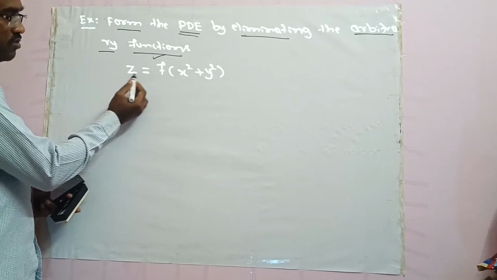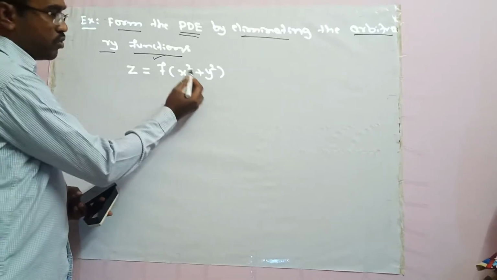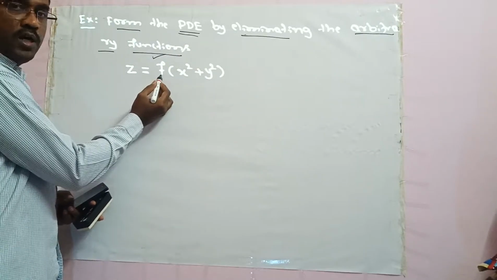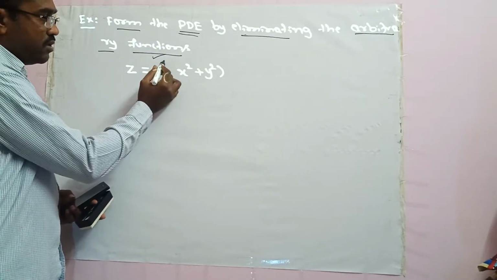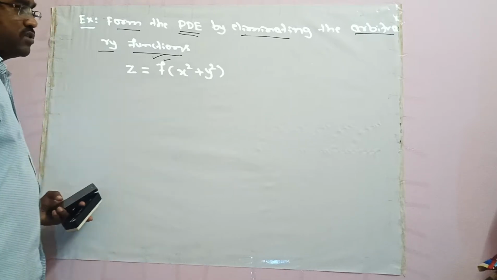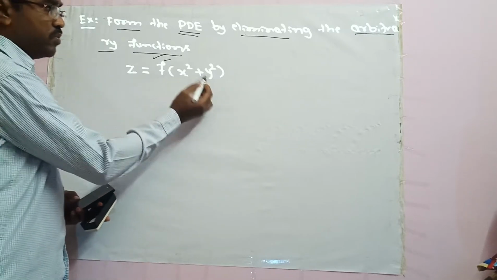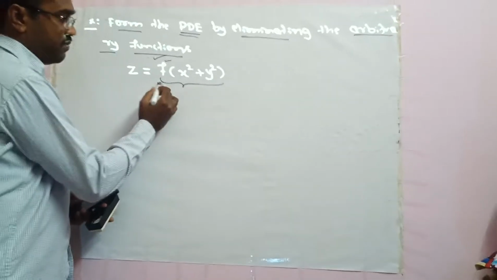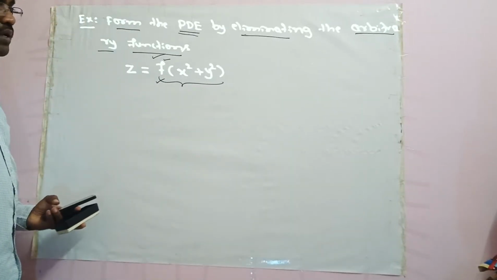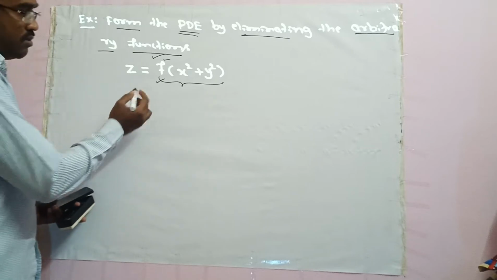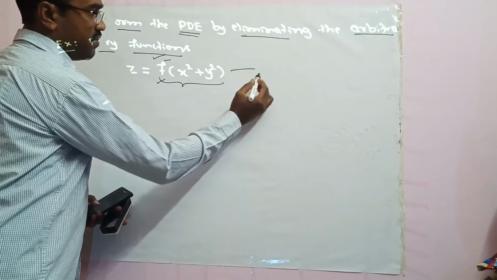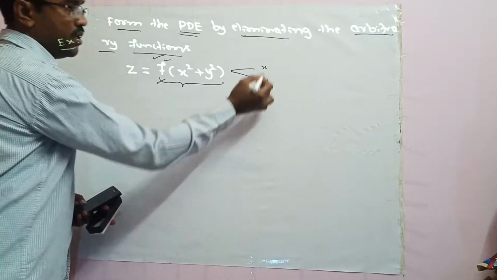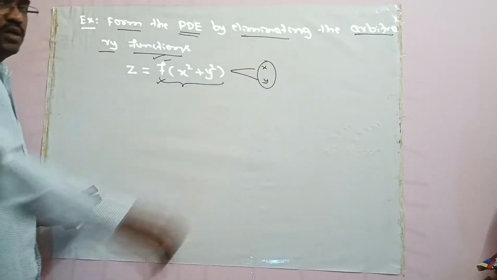Here z is equal to f of x square plus y square, an equation containing one arbitrary function f. Now we need to eliminate the function f to form the PDE. The procedure is the same: differentiate partially with respect to x, partially with respect to y, and then combine the equations.